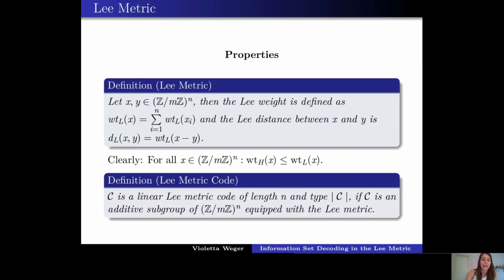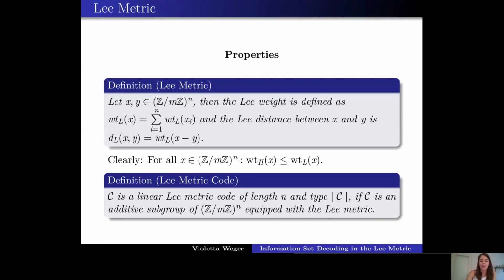Of course, when you're looking at vectors, then your Lee weight is defined as the sum of the Lee weights of the entries. And what should be clear too is that the Lee weight of a vector is always bigger than the Hamming weight of the vector, or equal. And this stays true for codes. The minimum Lee distance of a code is always bigger than the Hamming minimum distance. That means we can correct more errors, and there is the whole idea. Now, the decoding should be harder and we should get better key sizes.